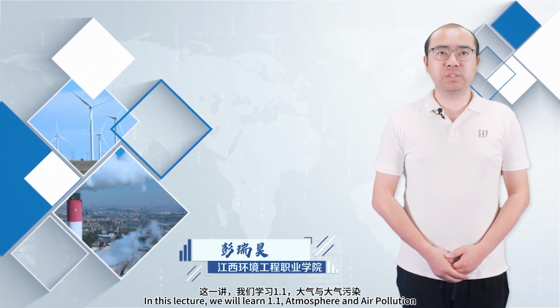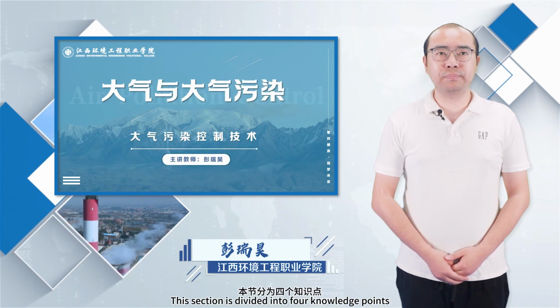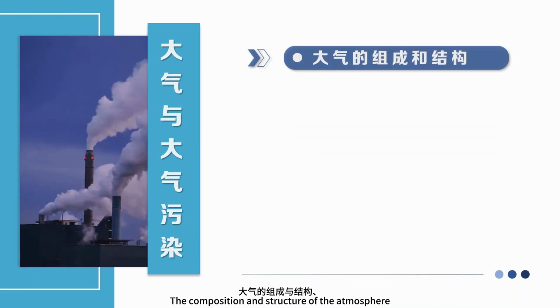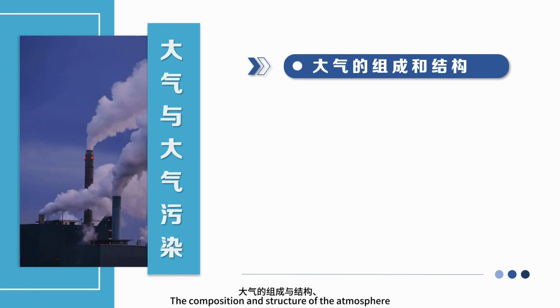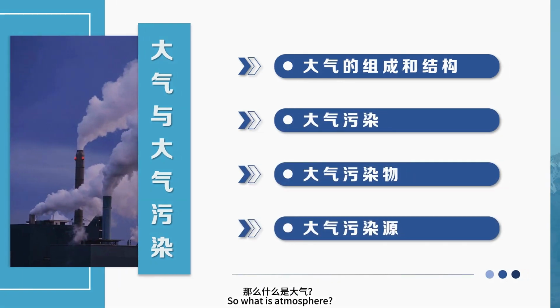In this lecture, we will learn 1.1 Atmosphere and Air Pollution. This section is divided into 4 knowledge points: the composition and structure of the atmosphere, air pollution, air pollutants, air pollution sources. So what is atmosphere?